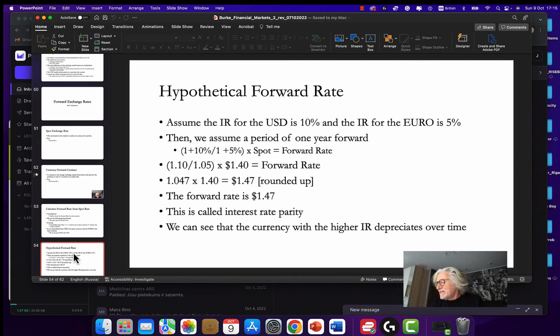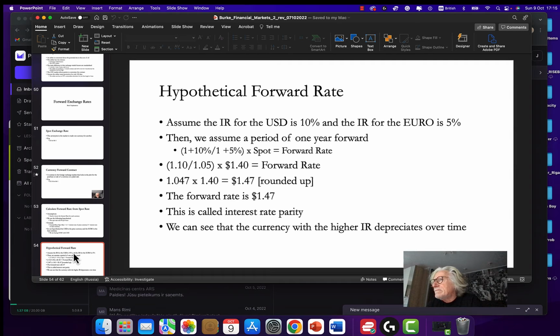All right, let's make some further assumptions. So we assume the interest rate for the dollar is 10%, the interest rate for the euro is 5%. And now what we're going to do is begin to plug in these numbers according to the formula that we saw in the preceding slide in order to determine what the forward rate is. So it's 1 plus the 10% divided by 1 plus the 5% times the spot. What have we done? We've just done a little bit of algebra to get to the forward rate. So what is the forward rate?